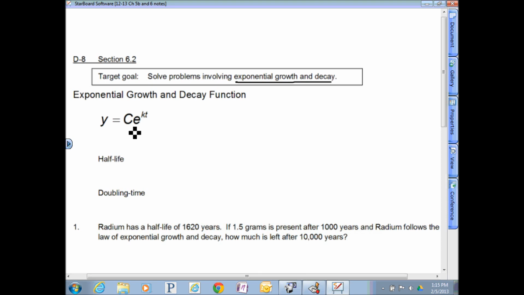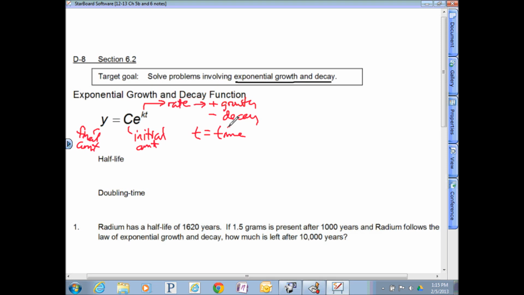So remember that C is your initial amount. Y is your final. K is your rate of growth or decay, and if it's positive, it's a growth, and if it's negative, it's a decay. And then last but not least, T is time, and the unit of time will be dictated by the context of the problem.